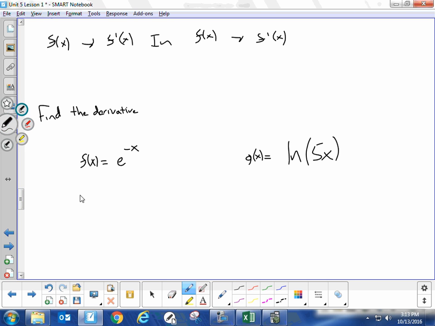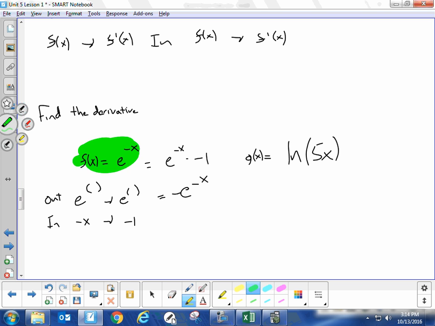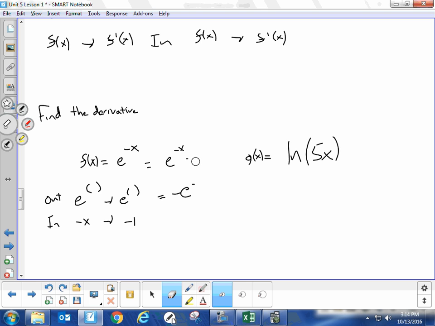We understand the chain rule. We understand we have the outside, which is the e to a power, the inside, which is the negative x. The derivative of the outside would be e to the power. It's just the same thing. The derivative of negative x is negative 1. So you get e to the negative x times negative 1, which is just negative e to the negative x. I should probably write this correctly because they're asking for the derivative. So I will say that f prime equals negative e to the negative x.